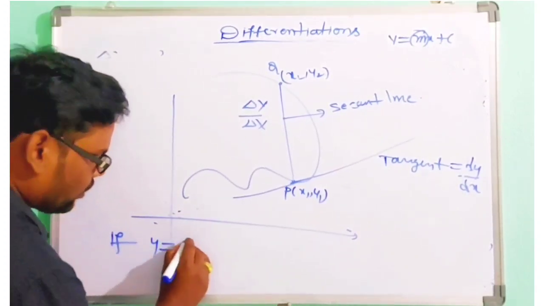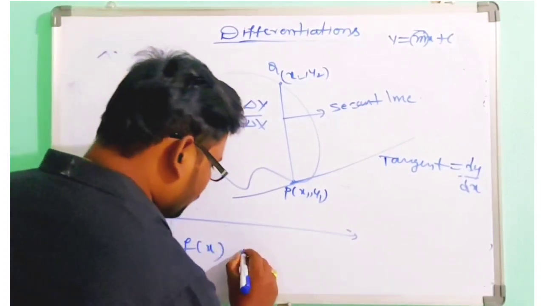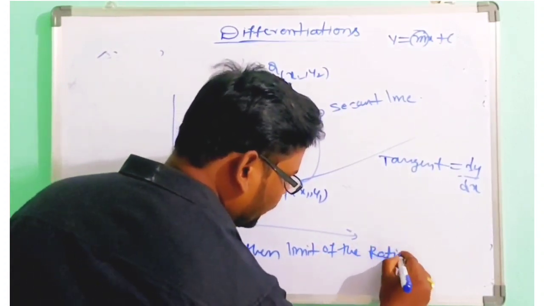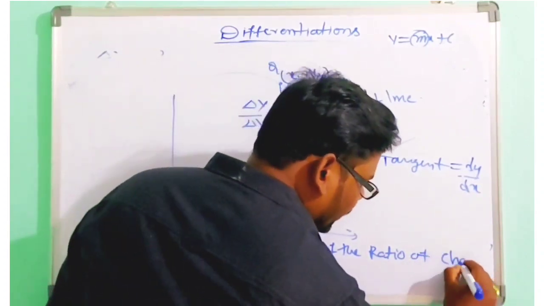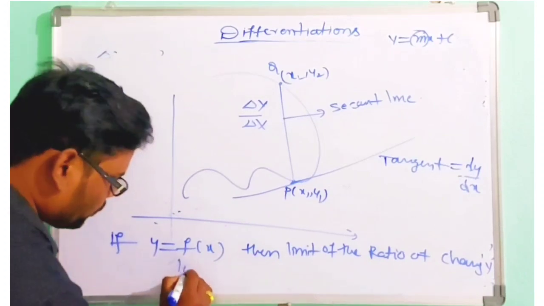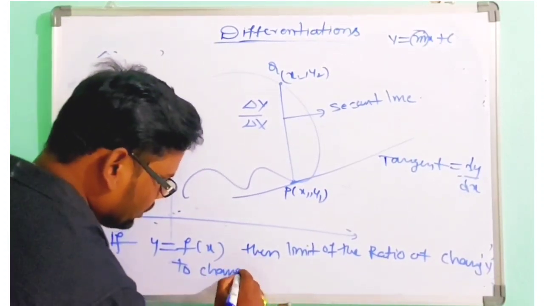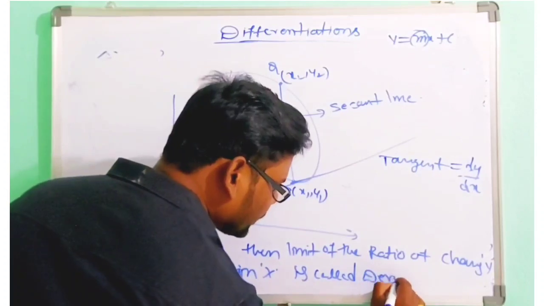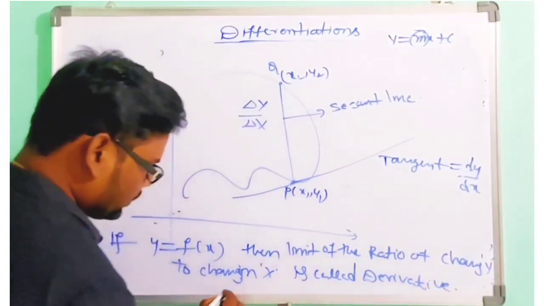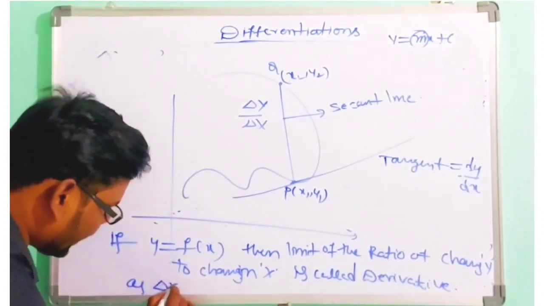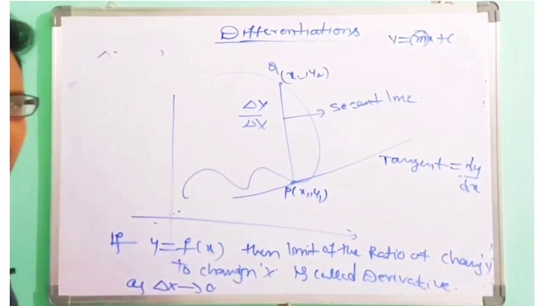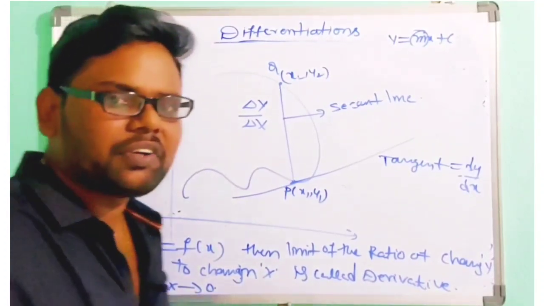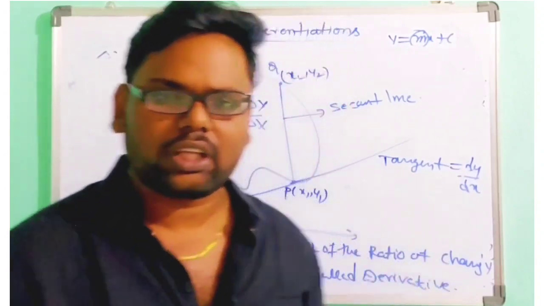if y is a function of x, then the limit of the ratio of change in y to change in x, as delta x tends to 0, is called the derivative, and the process of finding the derivative is called differentiation, right? The process of finding the derivative is called differentiation.